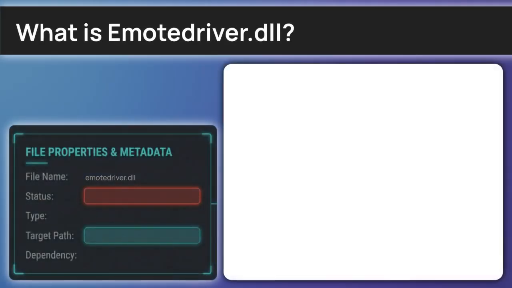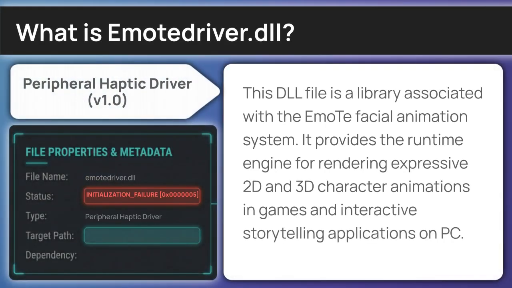This DLL file is a library associated with the Emote facial animation system. It provides the runtime engine for rendering expressive 2D and 3D character animations in games and interactive storytelling applications on PC. Now that the background is clear, let's walk through the actual installation steps.